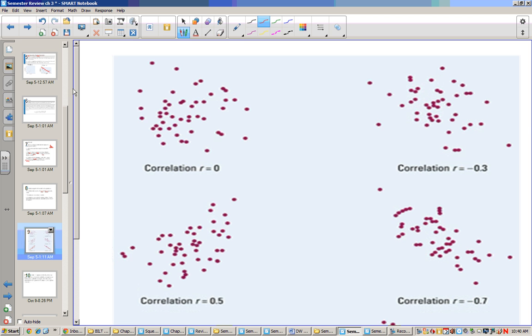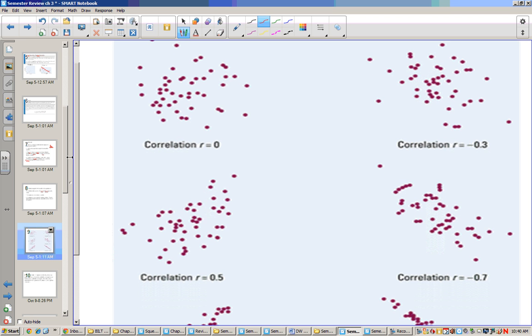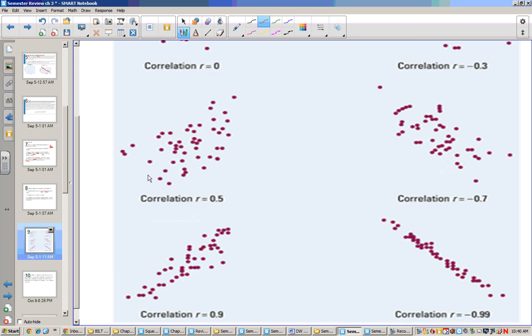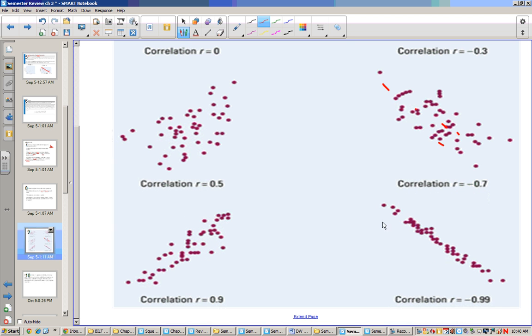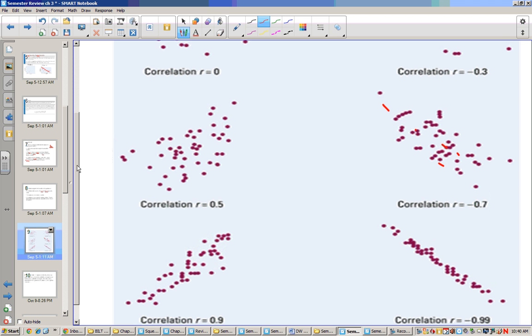Here's just a general idea on what an r value of 0 looks like. That's pretty scattered. Negative 0.3, there's kind of a negative direction. 0.5, it's starting to get stronger, but it's still kind of a moderate to weak positive linear correlation. Now, at negative 0.7, you can see that it's getting closer and closer. And 0.9, much stronger, 0.999. This is negative, but it's still a really strong correlation. So just so you have an idea on what those numbers represent in a graph.